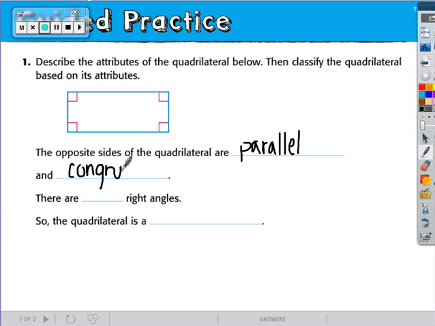Congruent means what? Congruent means equal, right? Now, do we have two pairs of congruent sides, or are all four sides congruent? Two pairs. We have two pairs. Okay? Now, are there any right angles? Yeah. How many? 4. So this quadrilateral is a what? Rectangle. Okay.